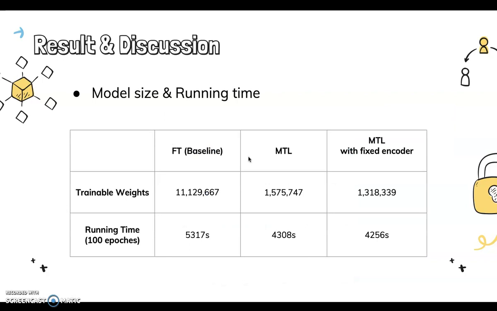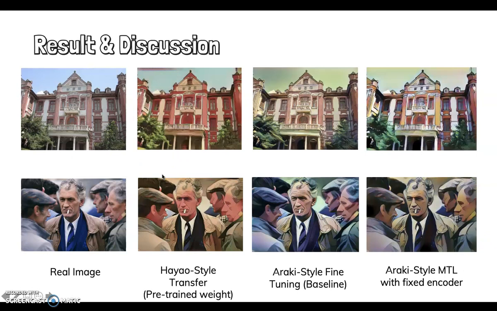This is the overall result of our project. We have largely reduced the number of parameters by 10 times and also made our model faster to train. Here are some results from different styles. From the image, you can see a clear difference between the real image, Hayo style images, and Iraqi style images. Hayo is more red, Iraqi image has sharper edges. These two are from the baseline and MTL with fixed encoder.